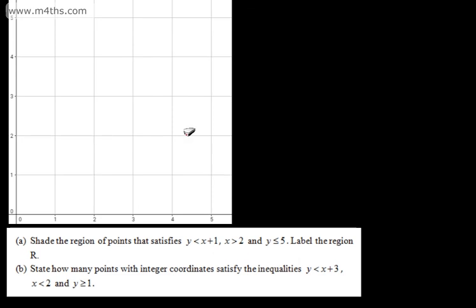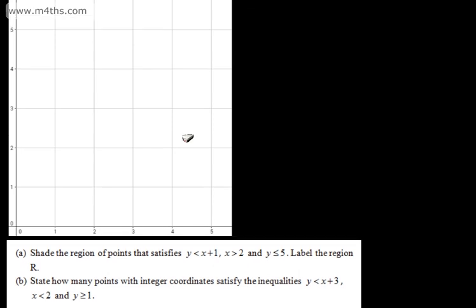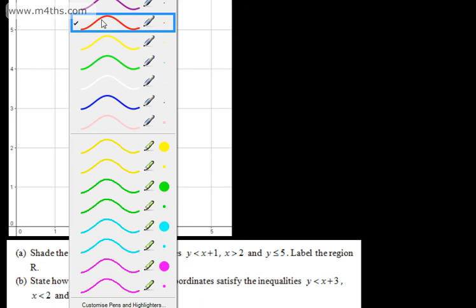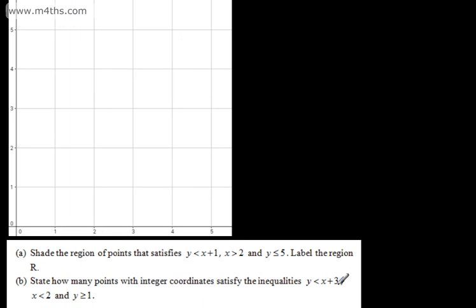Right, okay, so what we want now, it says shade the region of points that satisfy y is strictly less than x plus 1, x is bigger than 2, and y is equal to or less than 5. We're asked to label the region R. In part B it says state how many points with integer coordinates satisfy the inequalities. I think these should be these ones, shouldn't they? So let's change those because that doesn't look right, does it? y is less than x plus 1.